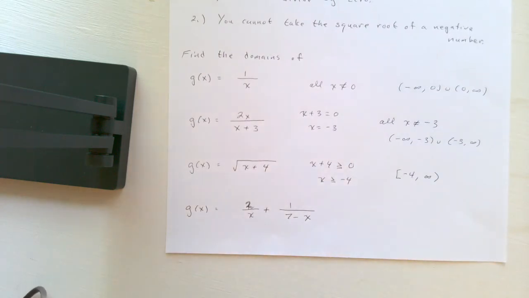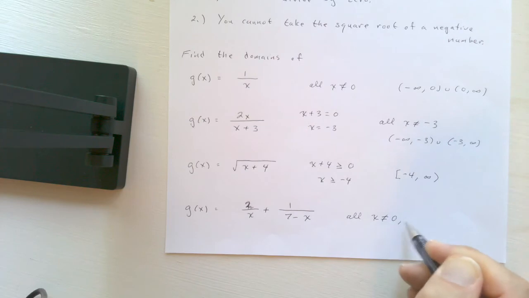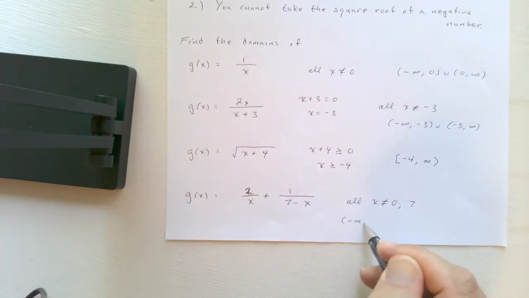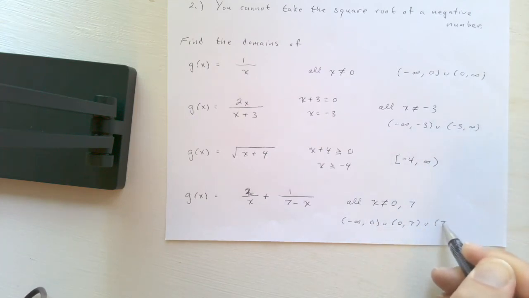And then in this next one, here we have a sum of two expressions. Both of these expressions have to be defined for this sum to exist. This will make sense except when x is 0, and this will make sense when x is not 7, right? If 7 minus x is 0, that means x is 7. So the domain here would be all x not equal to 0 or 7. Or in interval notation, this would be negative infinity to 0, union 0 to 7, union 7 to infinity.